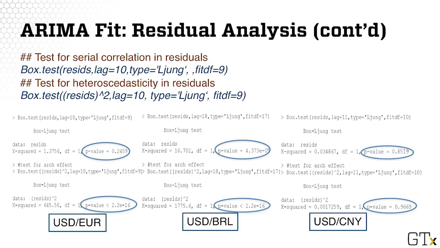The p-values for the ARCH effect are small for Euro and Brazilian real, suggesting correlated squared residuals, but not for the Chinese yuan. A potential explanation for not detecting an ARCH effect in the residuals for the Chinese yuan is that the variability in the residuals presents outliers, but is otherwise constant over time. We'll explore the volatility of the three currencies in the next lesson.